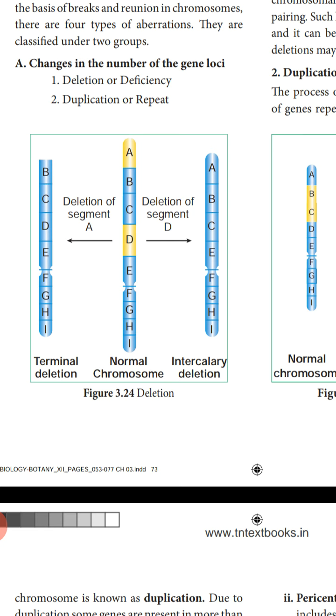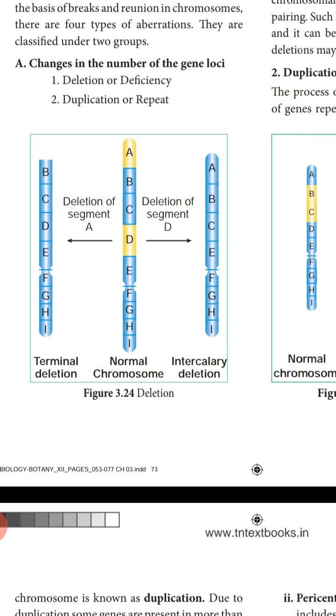So here you can see in this normal chromosome A, B, C, D, E, F, what will happen? The segment D is removed. For removing that segment D, what is happening? Two breaks are taking place. So here a cut is done between C and D, another between D and E. So two breaks are there. As a result, that segment D is lost. So deletion of the segment D, and the remaining segments A, B, C and E will reunite. Okay, so this is called intercalary deletion.